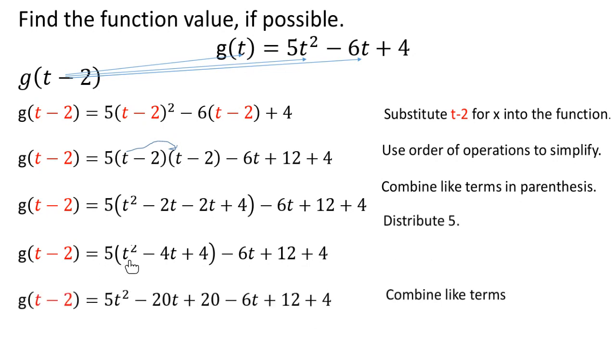And we get 5 times t squared is 5t squared. 5 times negative 4t is negative 20t. And 5 times 4 is 20. And then we have the rest of the terms here, minus 6t, plus 12, and plus 4. So our last step is to combine all the like terms. So we get 5t squared. Then we have a negative 20t plus a negative 6t will give me a negative 26t. And then 20 plus 12 plus 4 will give me a positive 36. Okay, so the idea here is no matter what you have in the parentheses here, you take everything there and substitute it in for the variables.